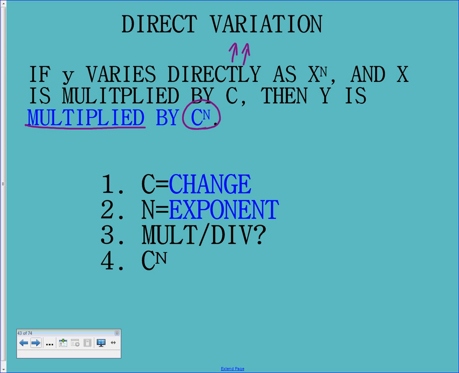Over on the left side, you've got some notes. C is going to stand for your change, so if we're doubling something or tripling something. N is going to stand for the exponent. Then we're going to say, are we multiplying or dividing? And then we're going to say by c to the n. So that's the formula.